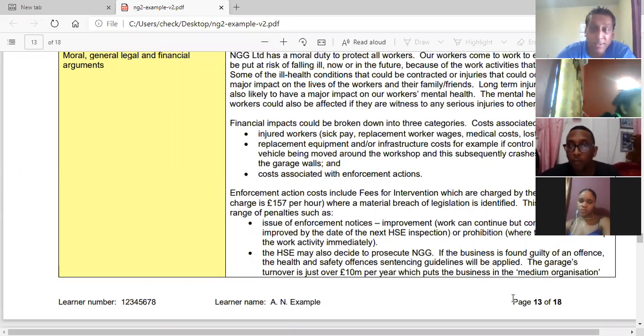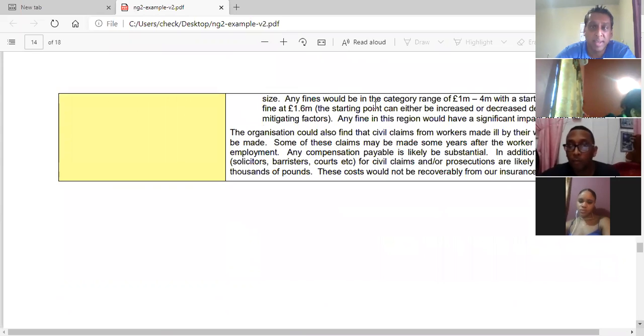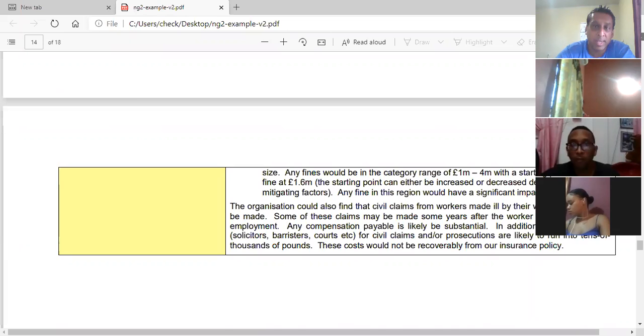And then I did mention here that there is some legal in here as well, right? So if you jump down, you'll see some legal stuff here. So you could start to mention a bit of the laws here as well, even though you could have probably expanded it on the format that they have. They do have legal here. The organization could also find that civil claims from workers made ill by their work activities could be made. Remember, civil law is law. Law is broken up into criminal and civil. So you start seeing some civil law here. Some of these claims may be made some years after, and then they talk about compensation that can be payable and stuff. So in a nutshell, this section has the moral, legal, and financial arguments in it.